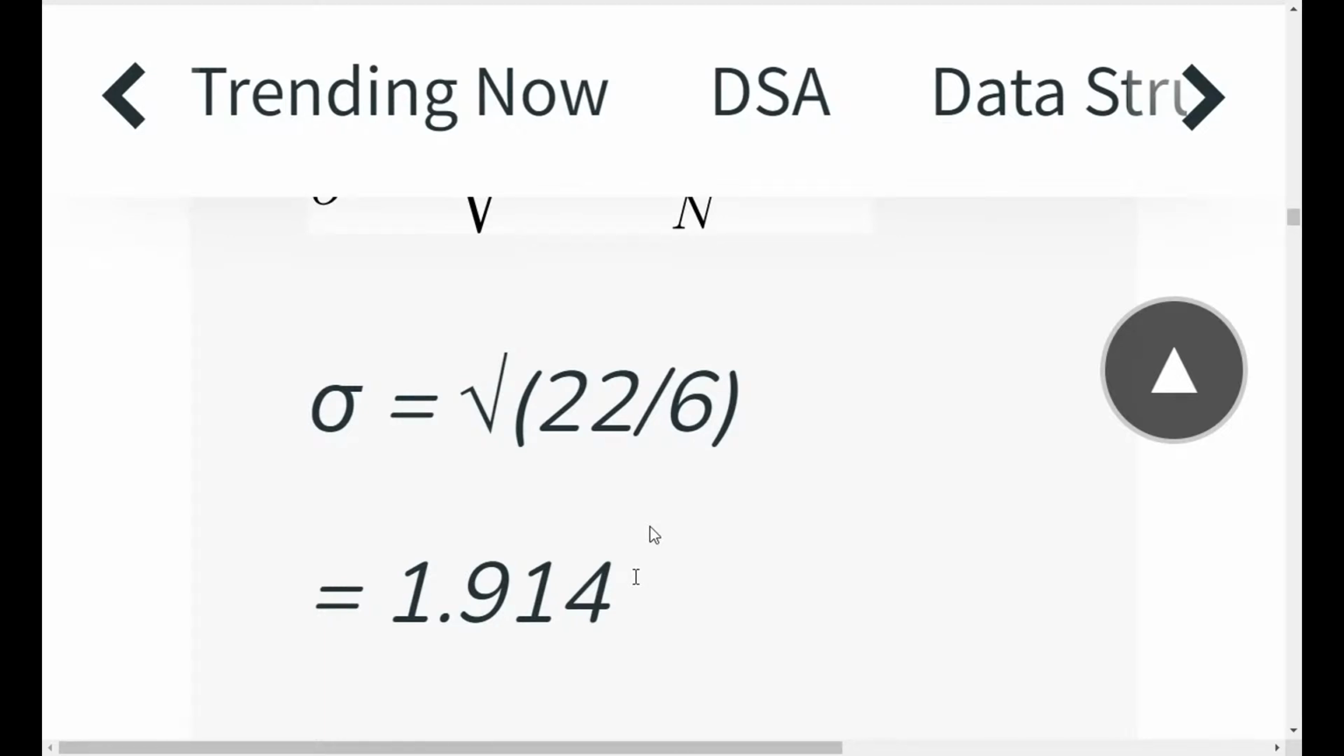Math has square root. Square root of 22 by 6. You can import math and immediately use sqrt. Import math, math.sqrt of 22 by 6. Print the result fast.